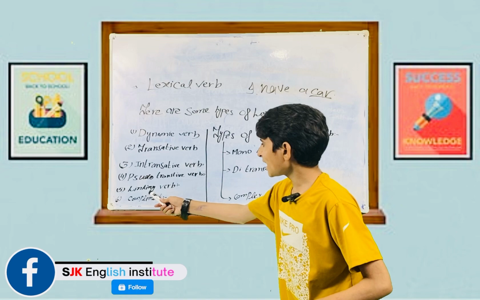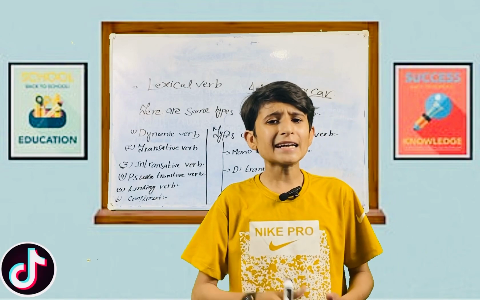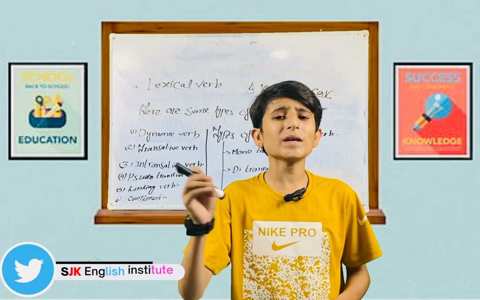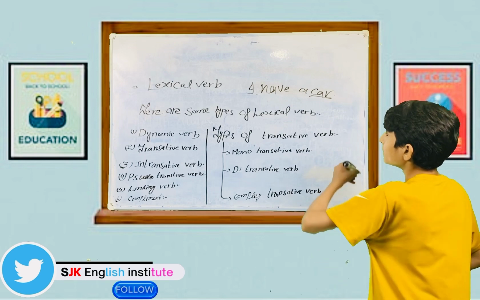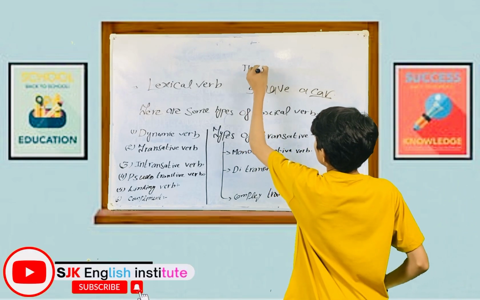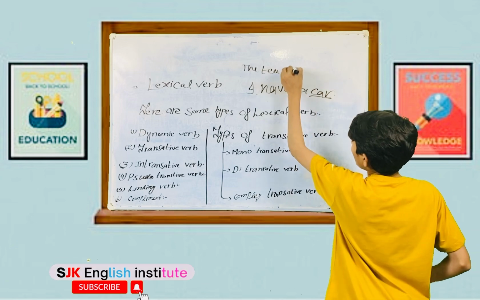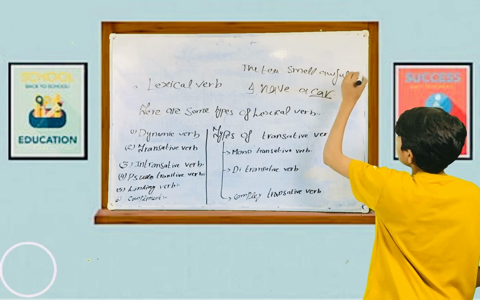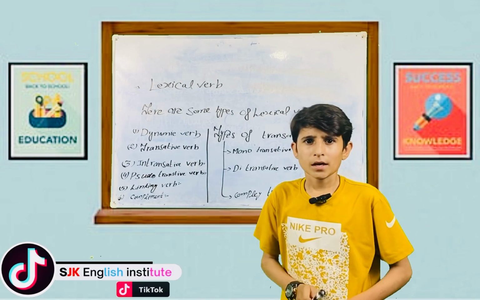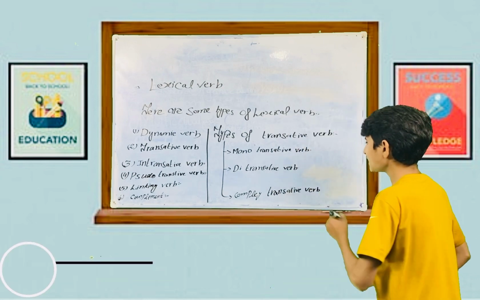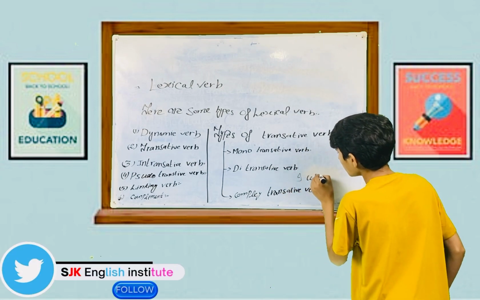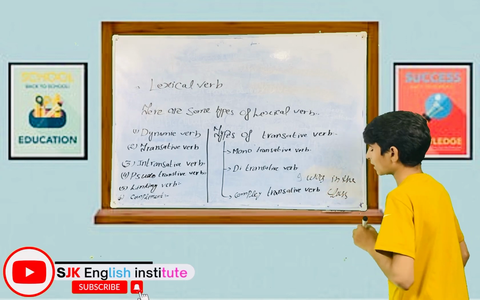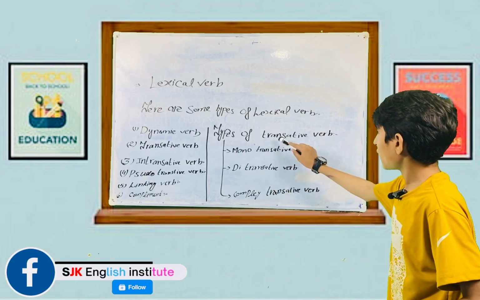So after this, linking verb. Linking verbs are also called copula. They are those verbs which are used to connect the subject with the complement. For example, the tea smells awful. After this, complement, there may be, for example, I was in the class. So we have types of transitive verb.